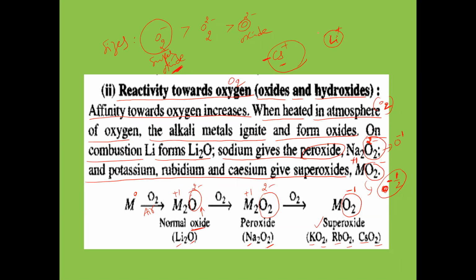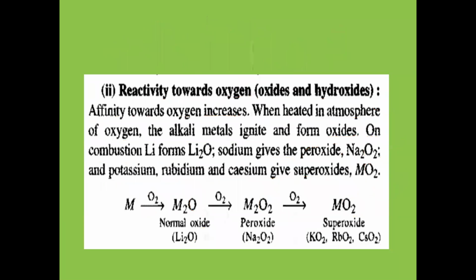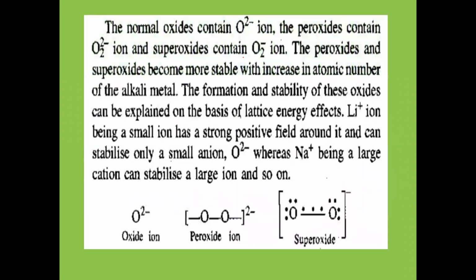And small cation, this is lithium plus, one small cation. Small cation can stabilize small anion. Here, a smaller anion is what? Oxide. The smaller anion will be stabilized by smaller cation. So this way we have to understand the concept. Okay, so these all are superoxides, peroxides.